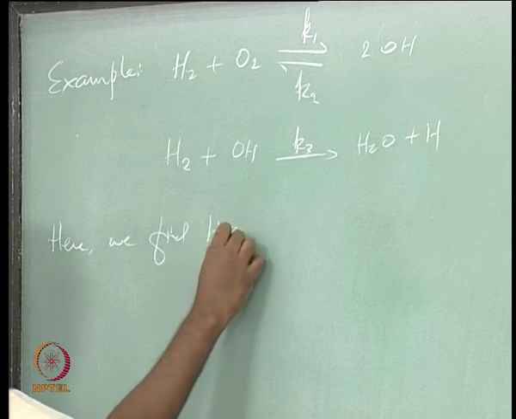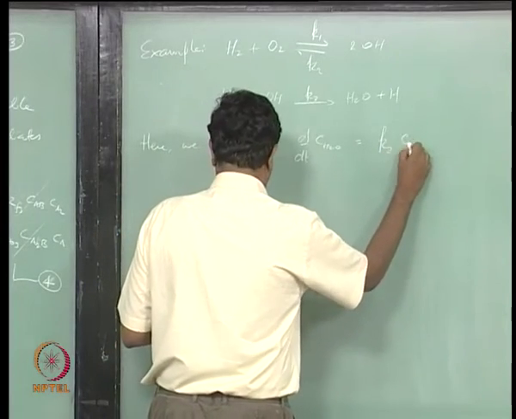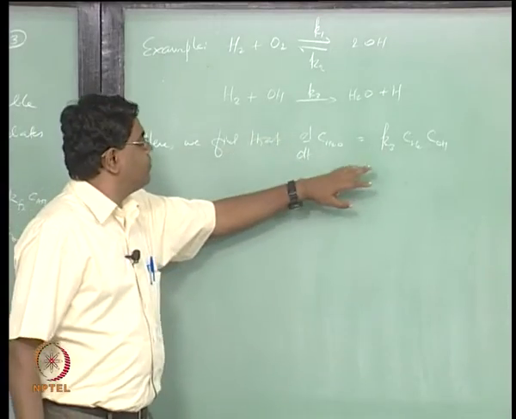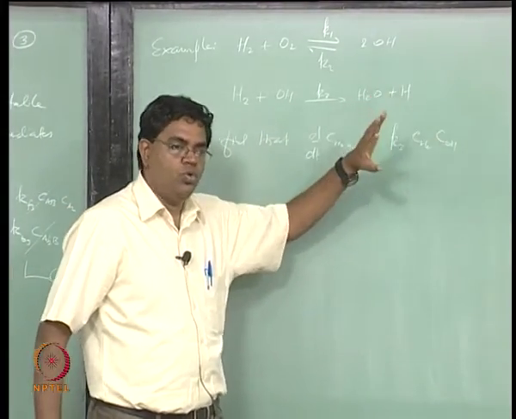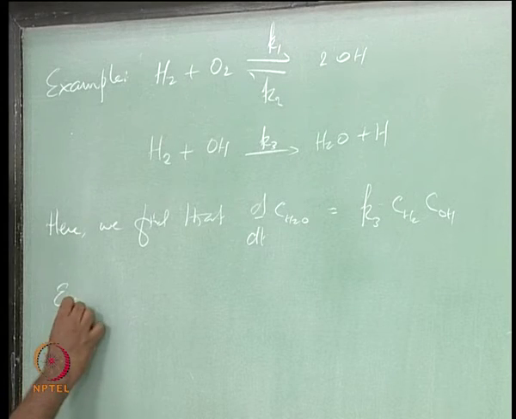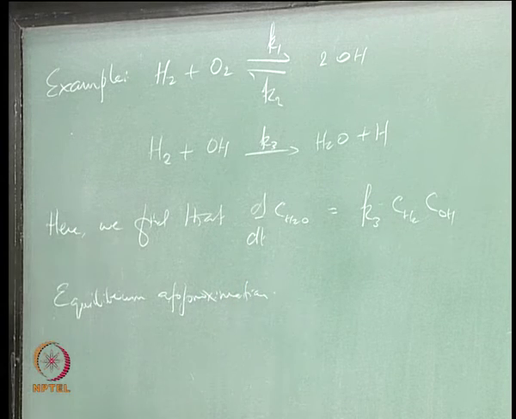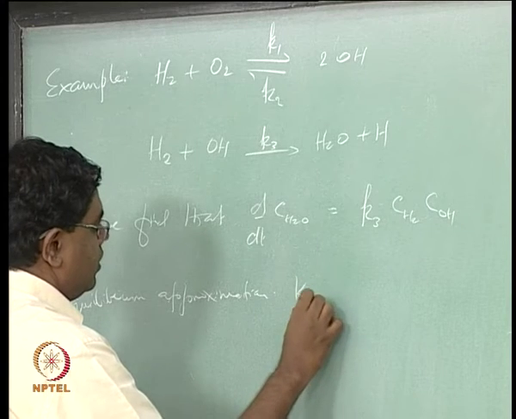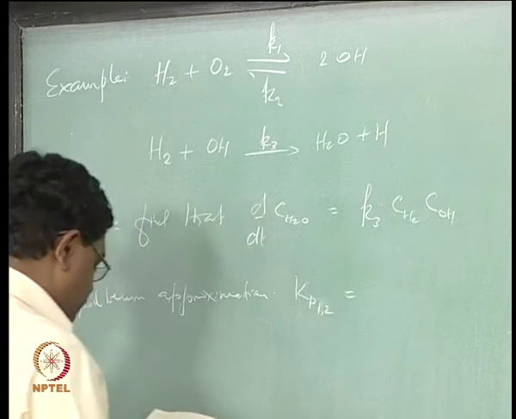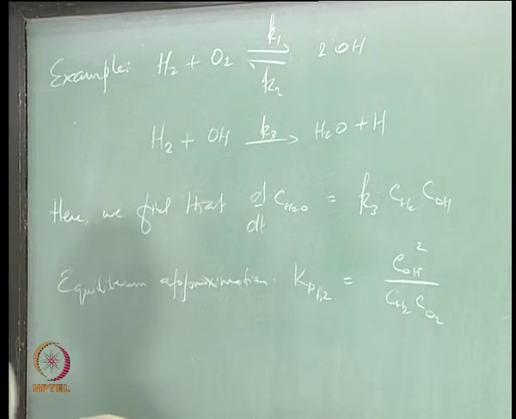Okay, so here we find that d over dt of C H2O equals K3 C H2 C OH, and I don't like C OH sitting there in this. H2 is already there. I would like to express C OH in terms of H2 and O2, that's permissible, right? That's what I want to do. So I use the equilibrium approximation and say Kp, let me use the notation Kp 1,2, is equal to C OH squared divided by C H2 C O2, right?